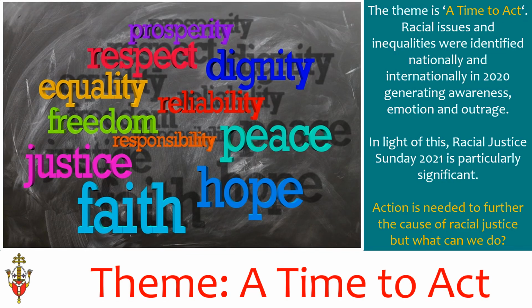So, as I said, it was Racial Justice Sunday yesterday, and so the theme is a time to act. Racial issues and inequalities were identified nationally and internationally in 2020, generating awareness. So people became more aware of what was happening. Emotion: it made a lot of people, including myself, feel quite sad about some of the things that we saw happening across the world and in our own country. And outrage: it does make some people feel really angry when they see this form of racial injustice and inequalities. And so in light of this, this year, it's really significant. And so the point I think we need to think about is that action is needed to further the cause of racial justice. But what can we do?